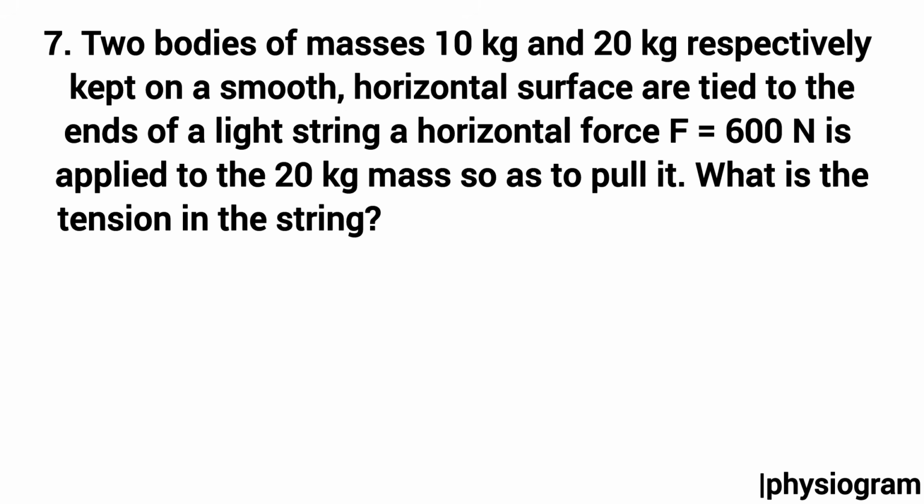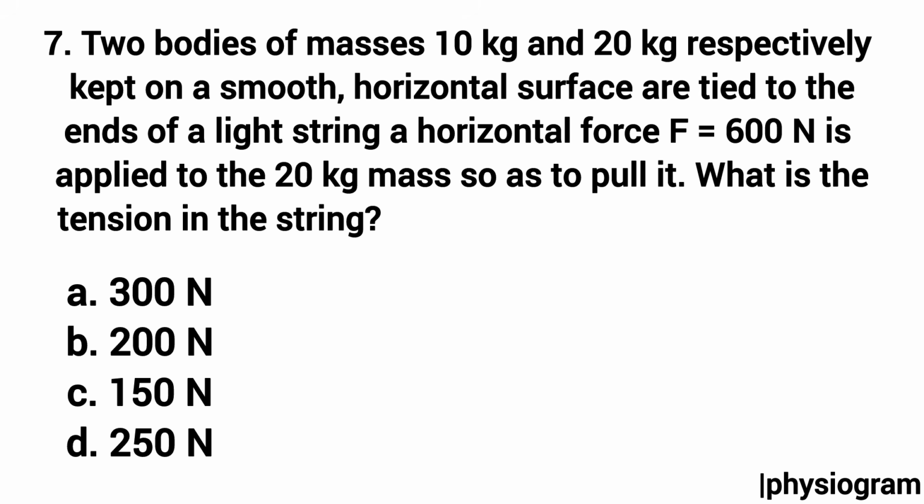Next, question number 7: two bodies of masses 10 kg and 20 kg respectively, kept on a smooth horizontal surface, are tied to the ends of a light string. A horizontal force F, that is 600 Newton, is applied to the 20 kg mass so as to pull it. What is the tension in the string? Options are A 300 Newton, B 200 Newton, C 150 Newton, and D 250 Newton.